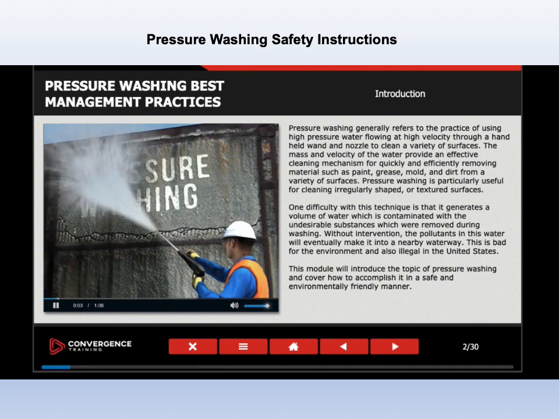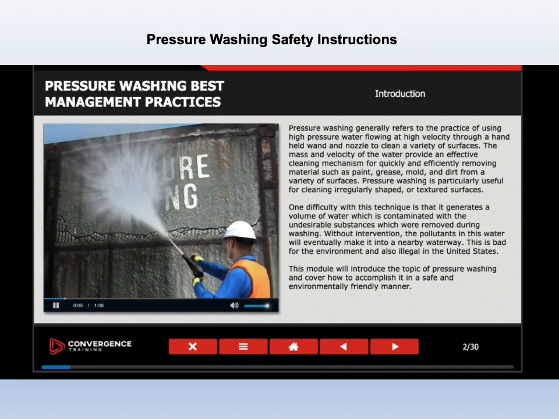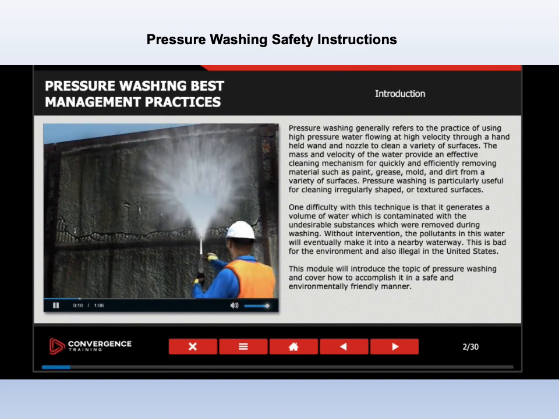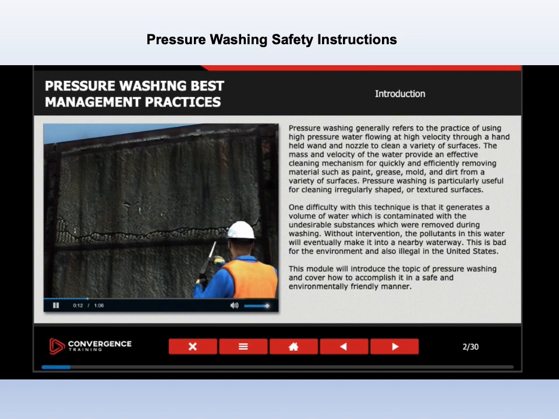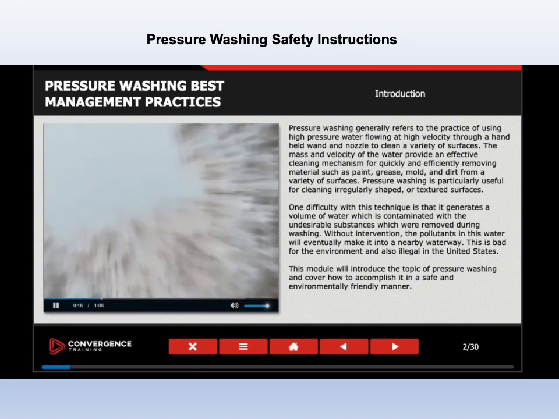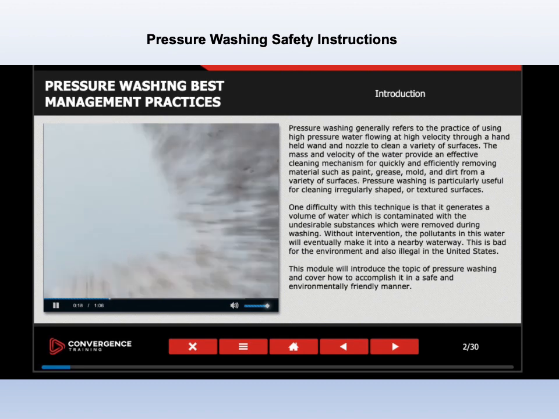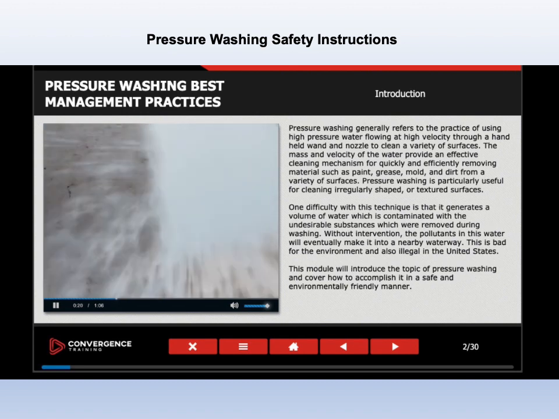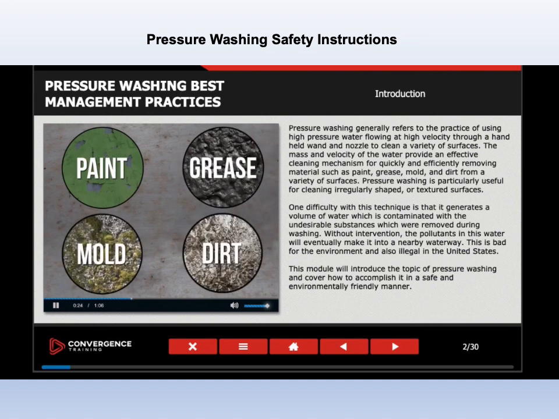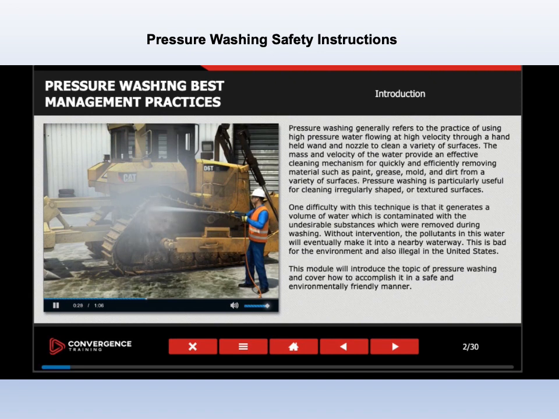Pressure washing generally refers to the practice of using high-pressure water flowing at high velocity through a handheld wand and nozzle to clean a variety of surfaces. The mass and velocity of the water provide an effective cleaning mechanism for quickly and efficiently removing material such as paint, grease, mold, and dirt from a variety of surfaces. Pressure washing is particularly useful for cleaning irregularly shaped or textured surfaces.